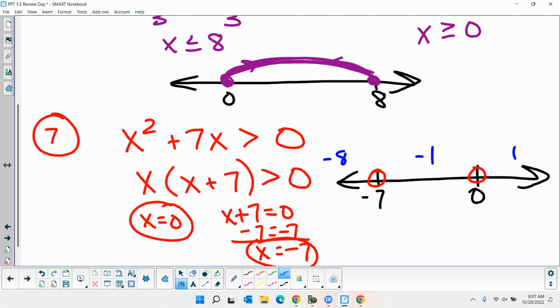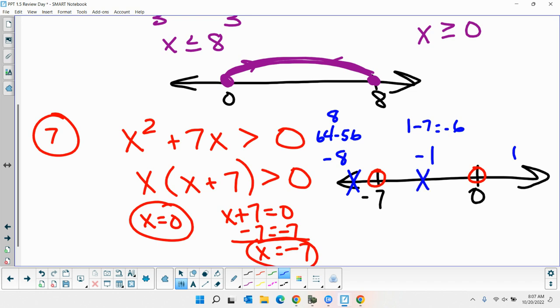All right? So negative 8 squared is 64. And 7 times negative 8 is negative 56, which would be, what, 8? Is 8 greater than 0? No. So then I put negative 1 squared would be 1. And 7 times negative 1 is negative 7. That equals negative 6. Is that less than 0 or greater than 0?